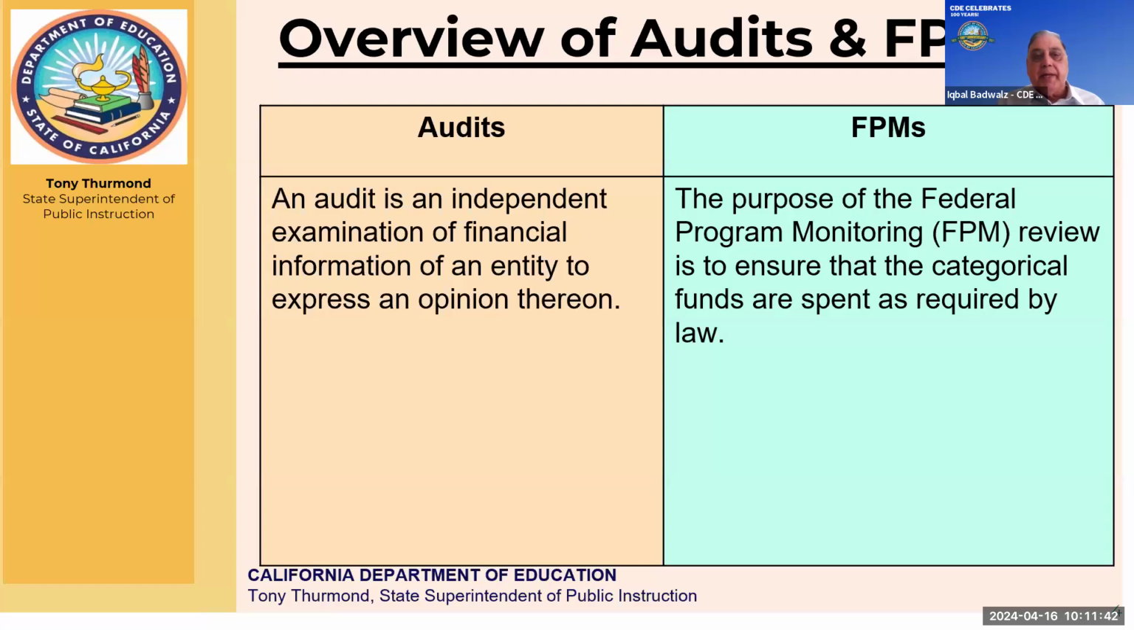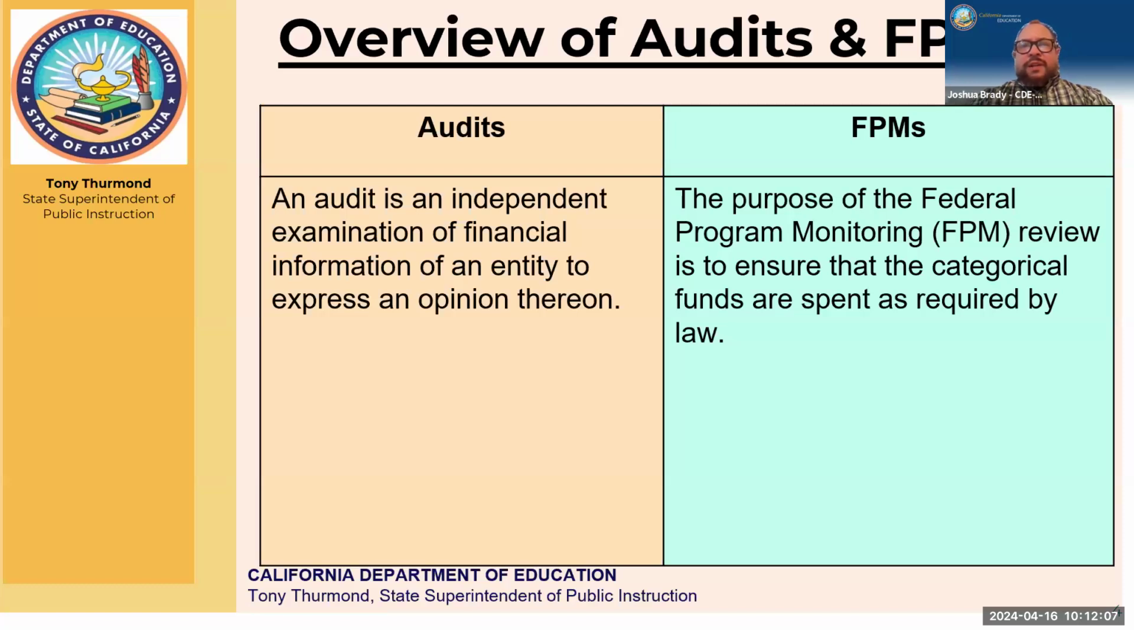An audit is an independent examination of financial information of an entity to express an opinion on the entity's financial well-being. And it's much bigger than just state and federal compliance. It is also verifying the expenditures of the LEA, of the entity, and expressing an opinion by an independent auditor. Josh? Great. Thank you, Iqbal.